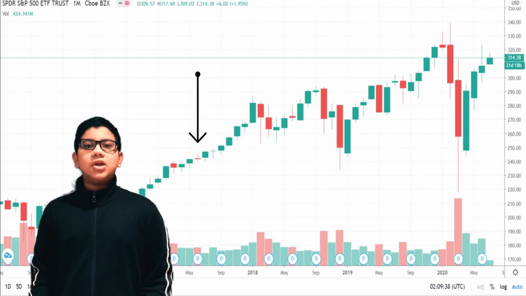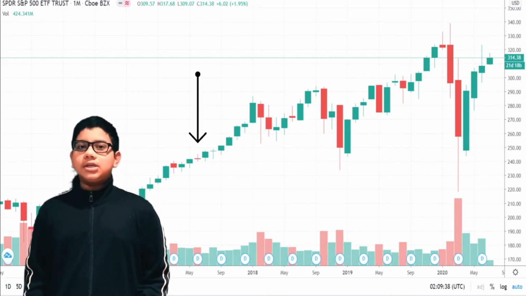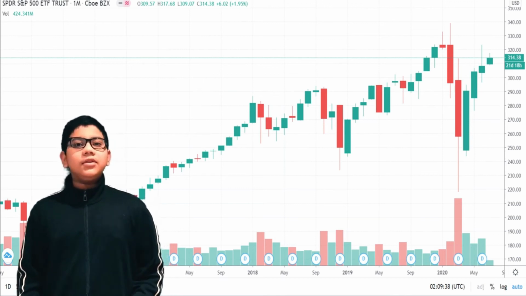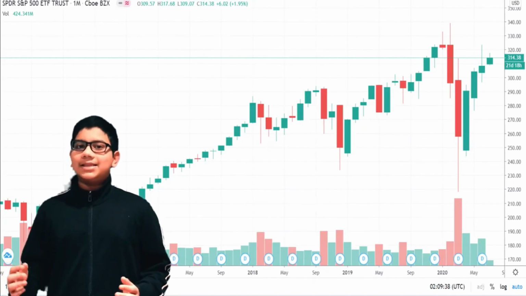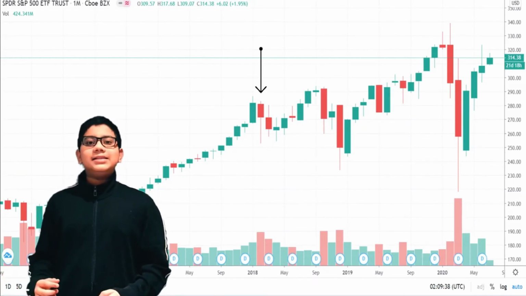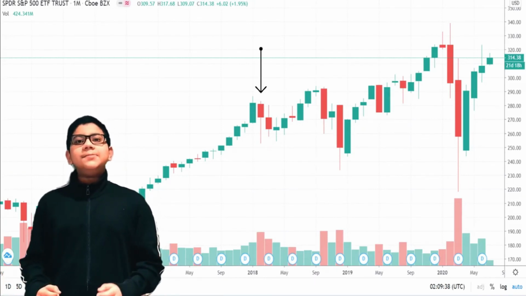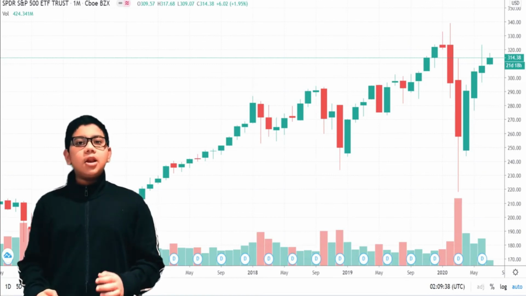This candle on the chart is a doji. That's because even though it has a body, it's not that much compared to its wicks. This candle is a bearish candle. That's because its close is below its open. Therefore, the stock has gone down in price in that time period.